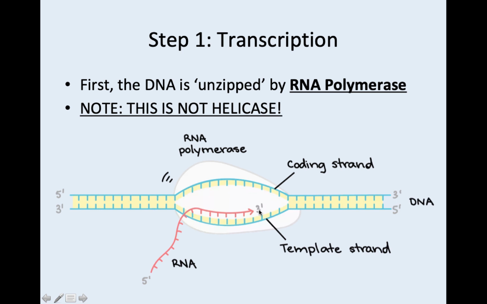Note that, remember in DNA replication, it was helicase that unzipped the DNA. Well, that's not what's going to happen here. RNA polymerase is going to unzip the DNA. It's just going to be able to do that at the same time that it makes its messenger RNA. So you don't need an extra little enzyme to unzip the DNA. RNA polymerase is going to do that.